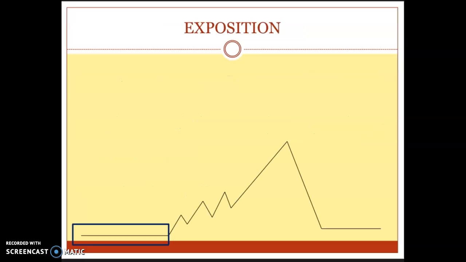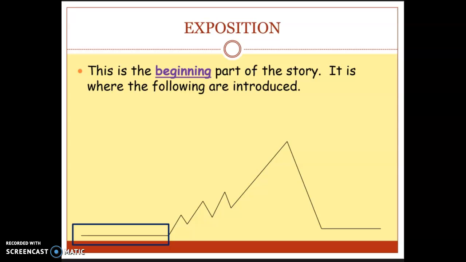The first part is the exposition. The exposition is the beginning part of the story. It is where the following are introduced: our setting, our characters, and the main conflict.